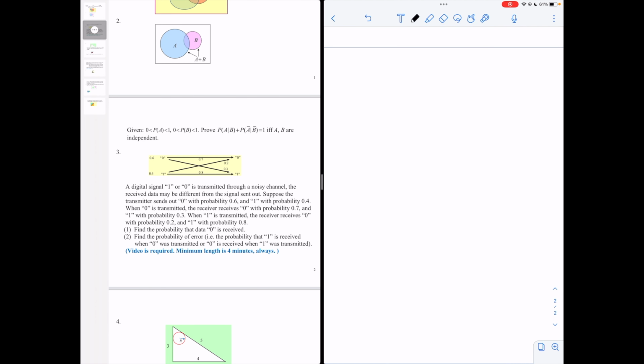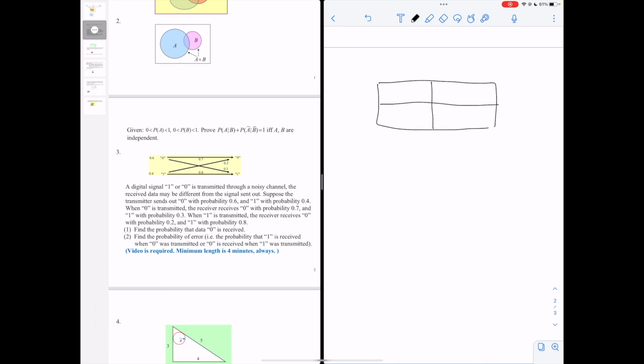Question 3 is about sending a digital signal 1 or 0 through a noisy channel. And during the process, the signal might get disturbed and therefore flipped. That is to say, when I send 0, a 1 could be received, and when I send a 1, a 0 could be received. And some probabilities are given here. Let's just sort out the different scenarios a little bit.